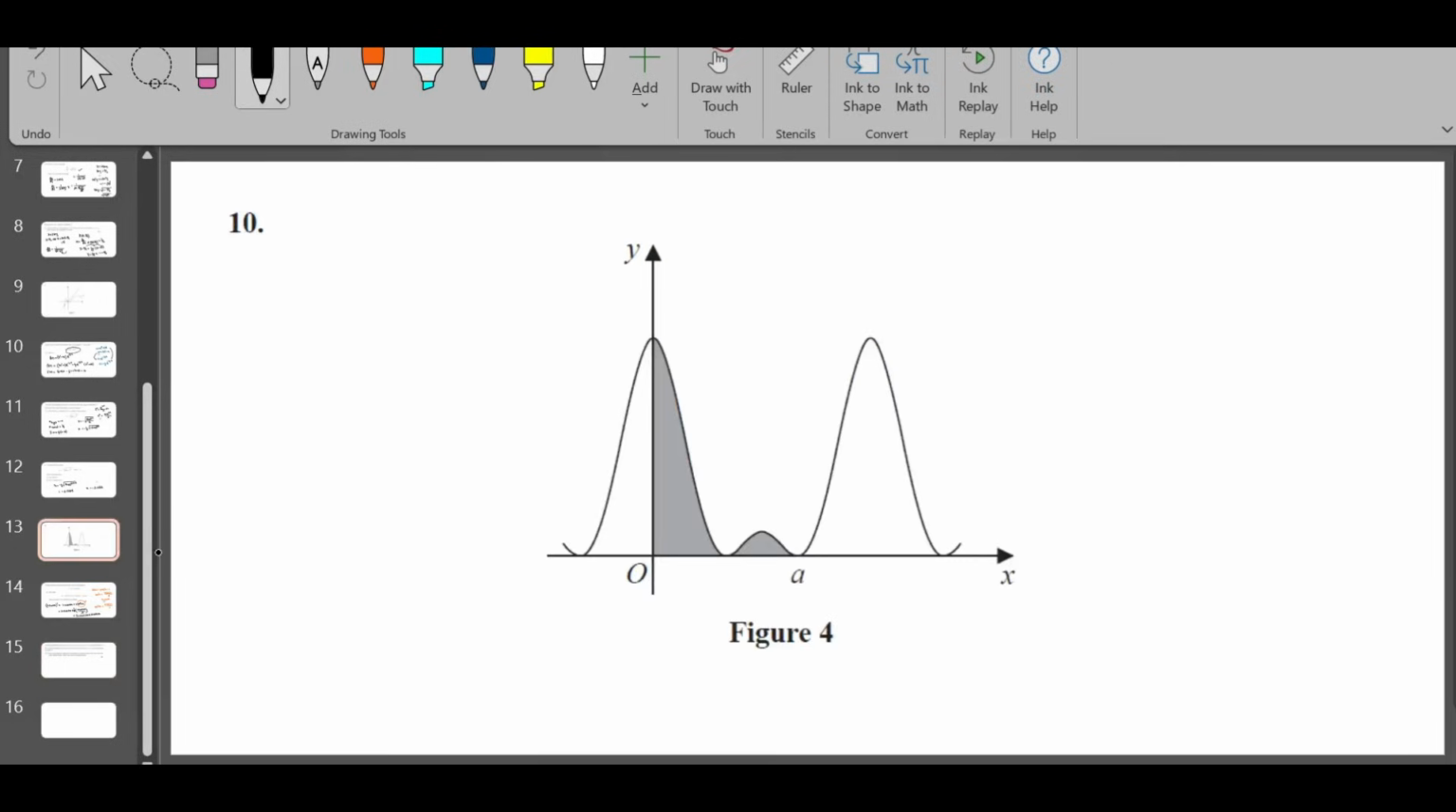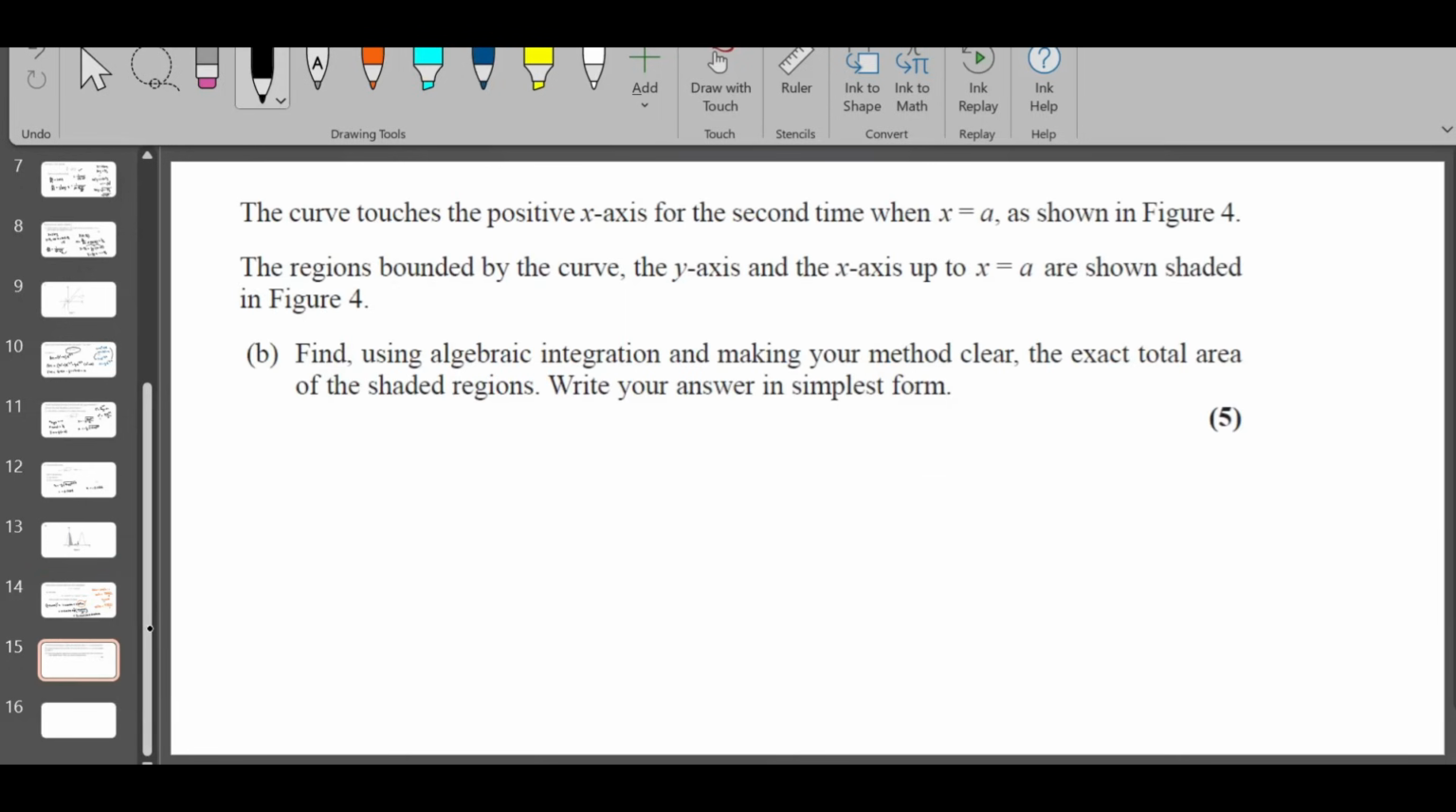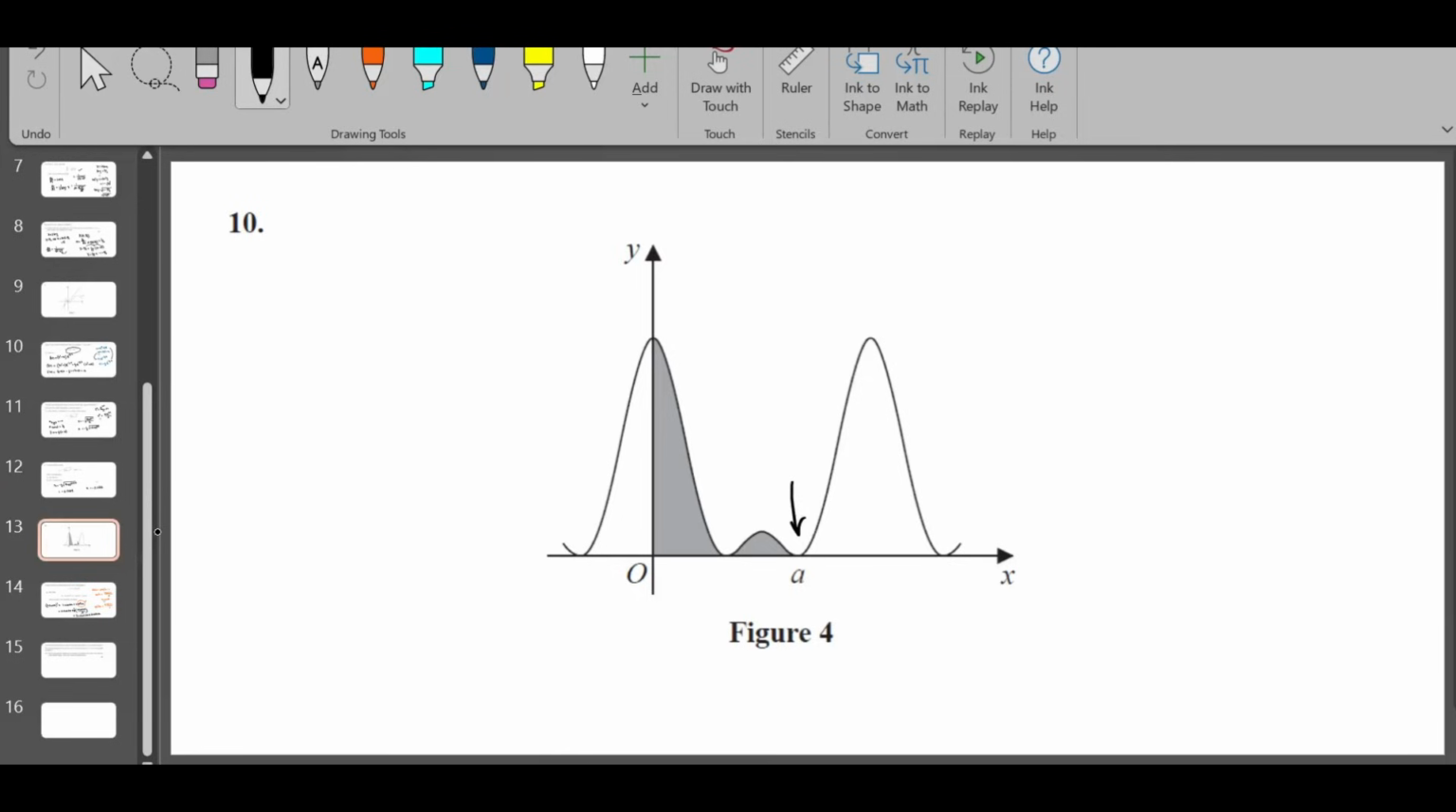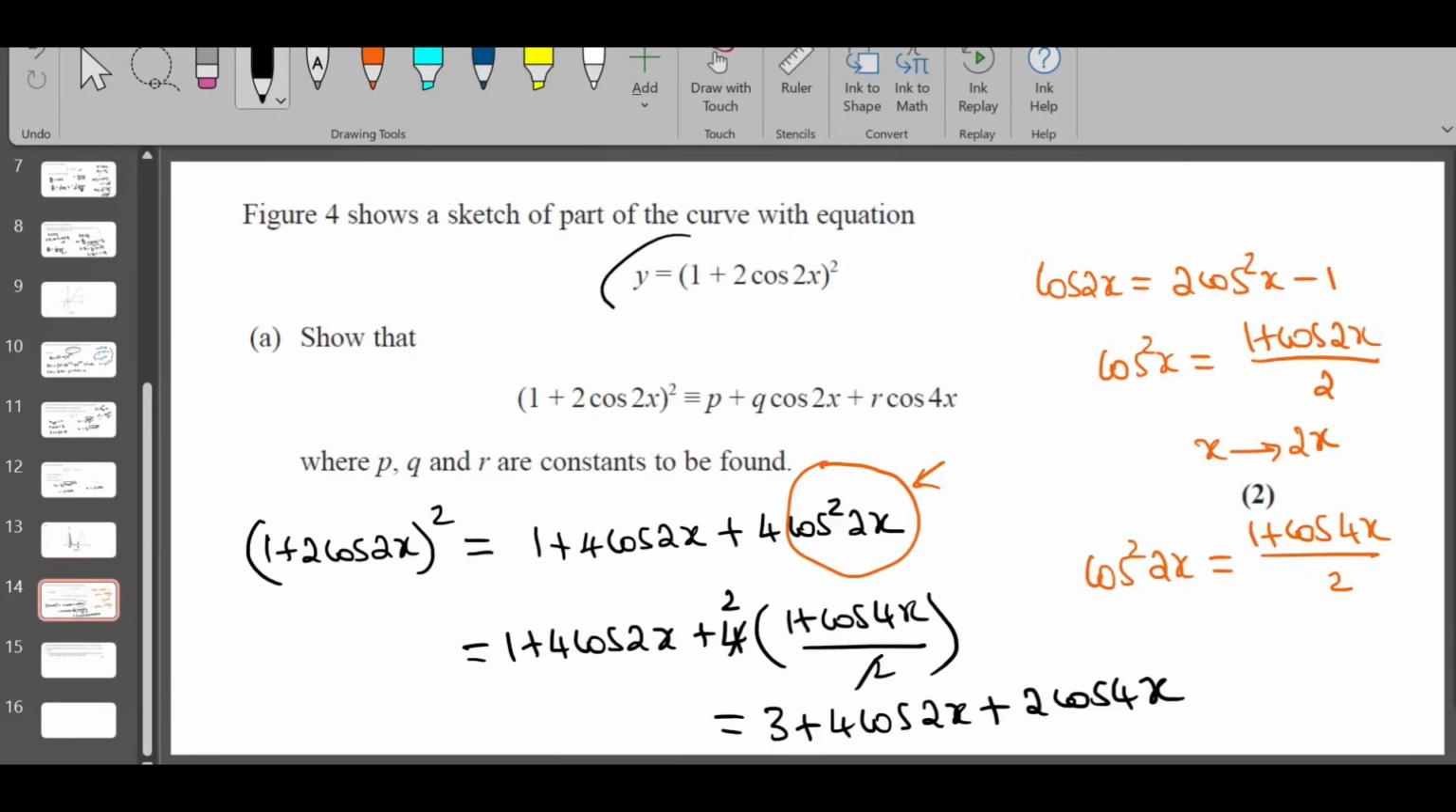As you can see from the figure, it touches the second time when x is equal to a. On the shaded region bounded by all this, they want you to find the exact total area of the shaded region. So we are going to integrate the curve from 0 to a. But we need to know the value of a. That's the x-intercept. To find the value of a, we take the curve, replace y by 0. That's how we get the x-intercept.